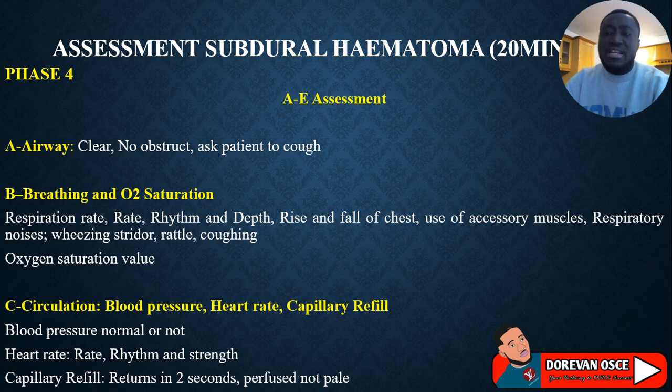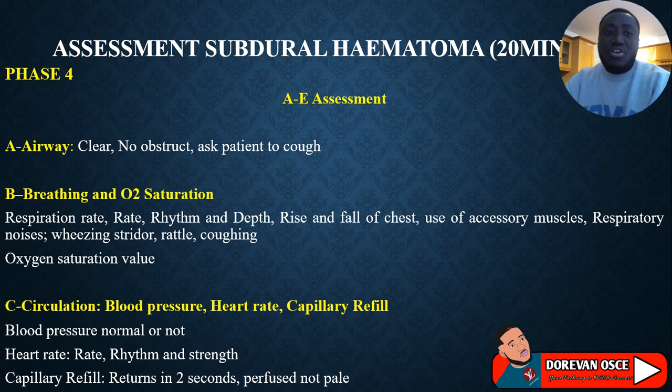You also inform the patient that when you were checking the respiration, you also checked the rhythm and the depth of the patient's respiration and the rise and fall of the chest, whether there is equal air entry or if the patient is using accessory muscles to breathe. You have to inform the patient of all this, what you observe. You also check for respiratory noises, whether the patient is wheezing or having stridor or rattle, or is coughing. You check all these things during the respiration.